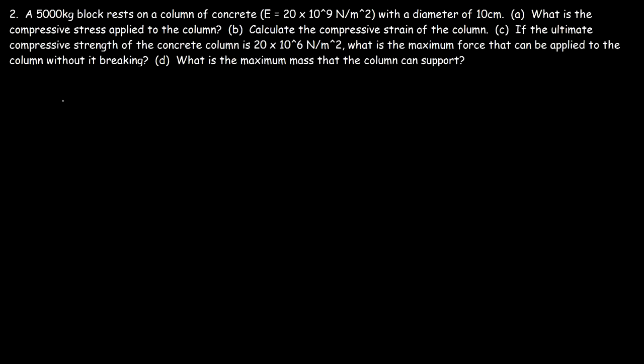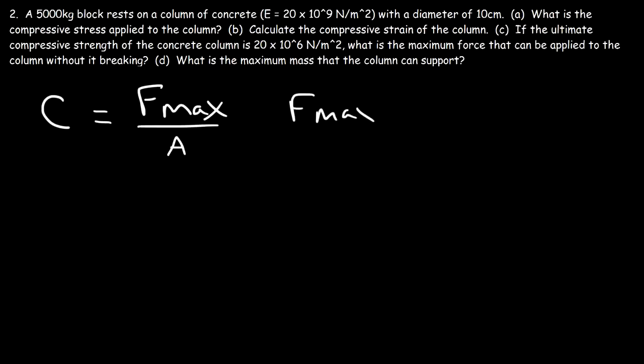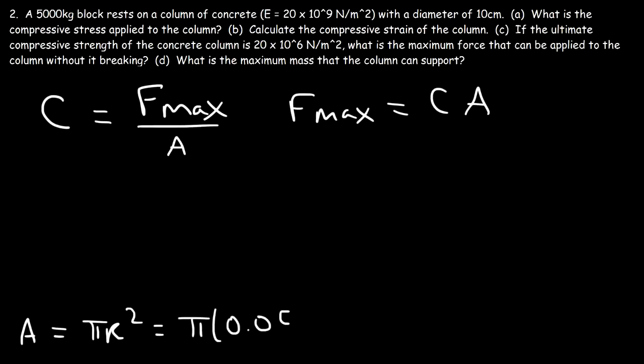Now you need to know that the ultimate compressive strength, which I'm going to call C, is the maximum force divided by the area. So if you wish to calculate the maximum force, it's going to be the compressive strength times the area. Now let's calculate the area separately. We know it's pi r squared. So that's pi times 0.05 squared. Keep in mind the diameter is 10 centimeters, so the radius is 5 centimeters, which is 0.05 meters. So the area is 7.854 times 10 to the minus 3 square meters.